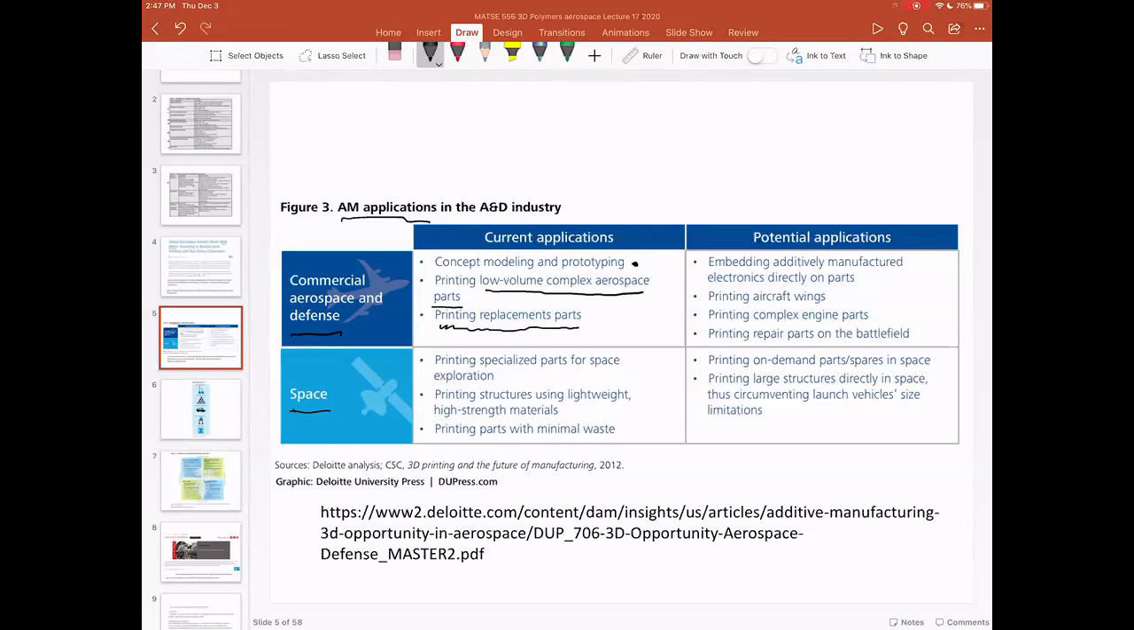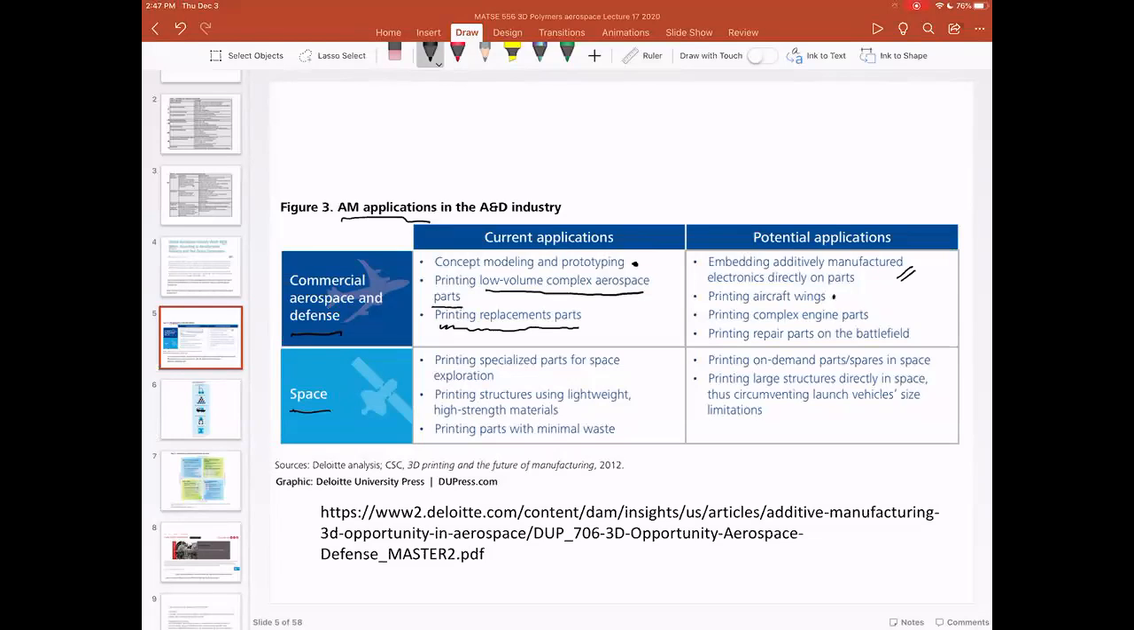Potential applications. This is really interesting, embedded functionality. And if we get to it, the last lecture this semester will be how do you print sensors into parts, or how do you print other functionality in composite and polymeric parts, because the health of an airplane is all about monitoring and figuring out when something goes wrong. And so there's a lot of embedded sensor technology that they'd like to deploy. They'd like to print aircraft wings.